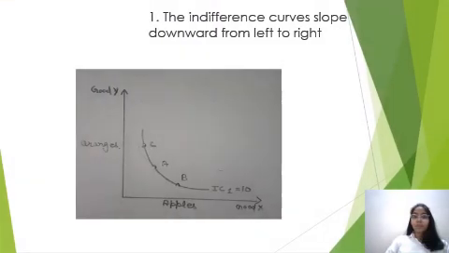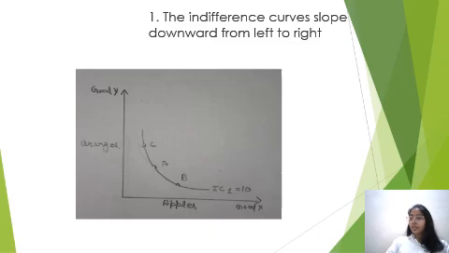You can see the curve here. The curve shows the indifference curve slopes downward from left to right. You can see that this is good Y and this is good X. Good Y is orange and good X is apple. So here you can see it slopes downward.